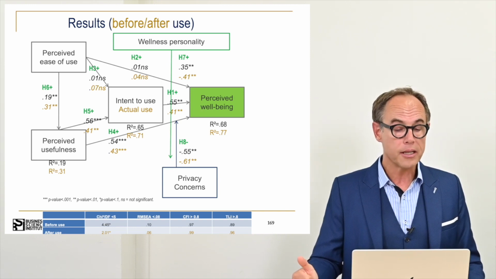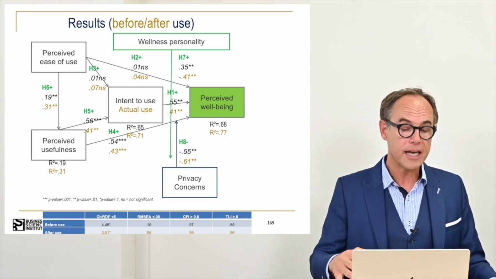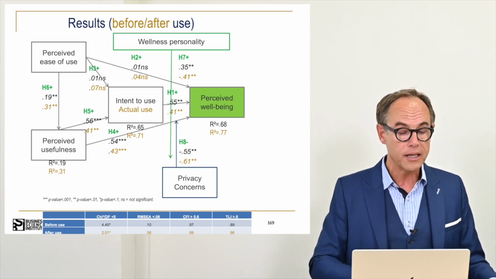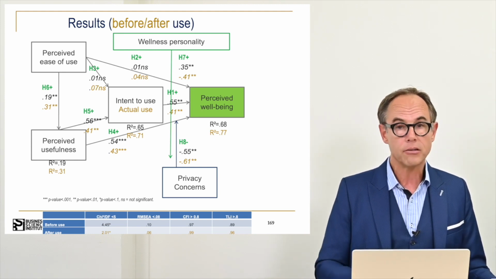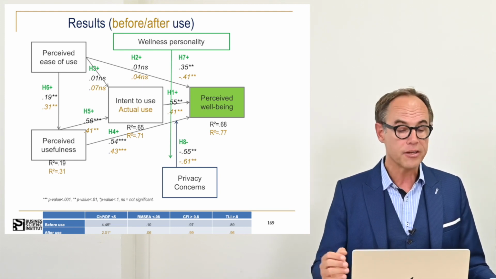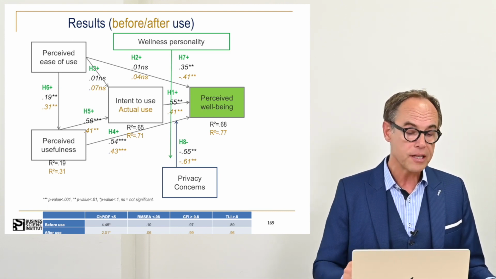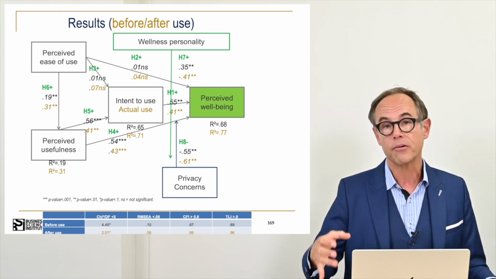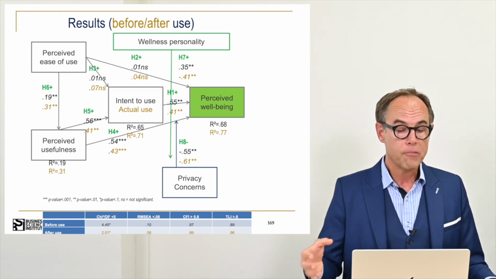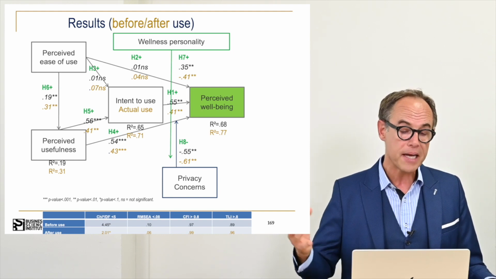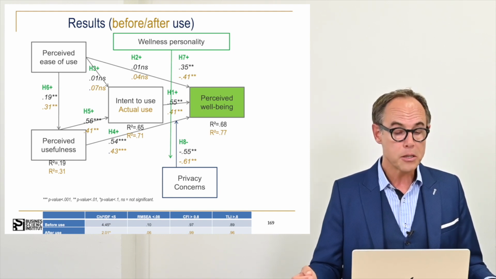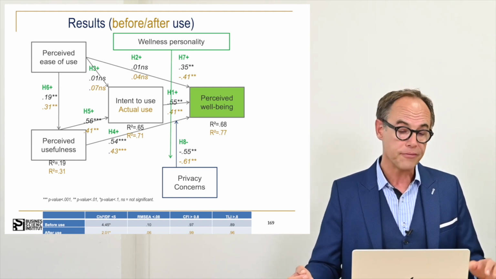You see that the first indicator, in black, is always before use, and the gold indicator or regression coefficient is after usage. So we can see that the impact of perceived ease of use on perceived usefulness increases after use. So ease of use is an important variable. We see that ease of use has no impact on intention to use and actual use, before and after usage.